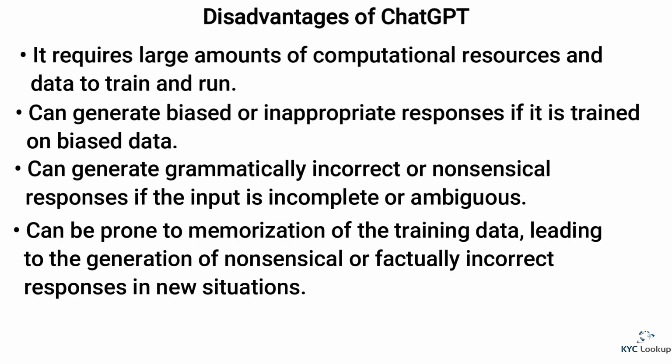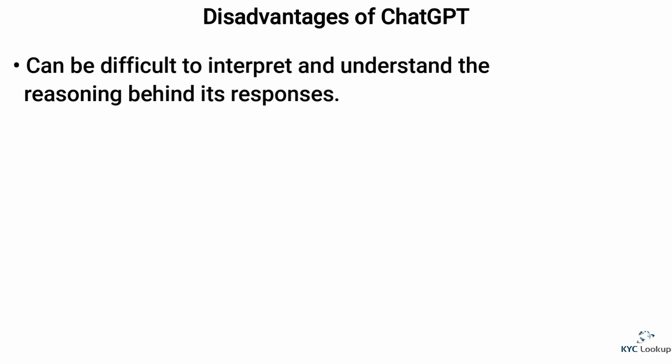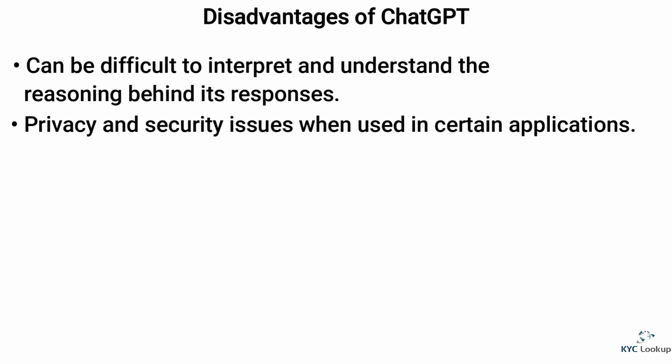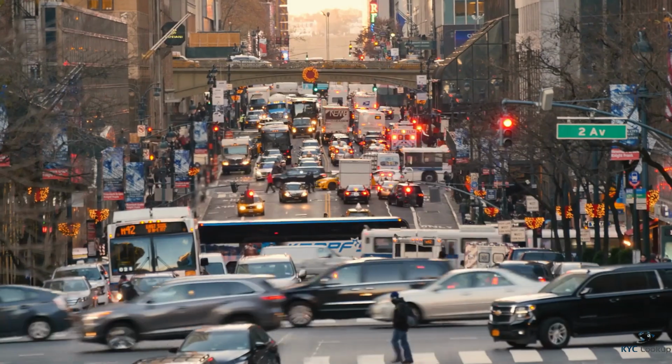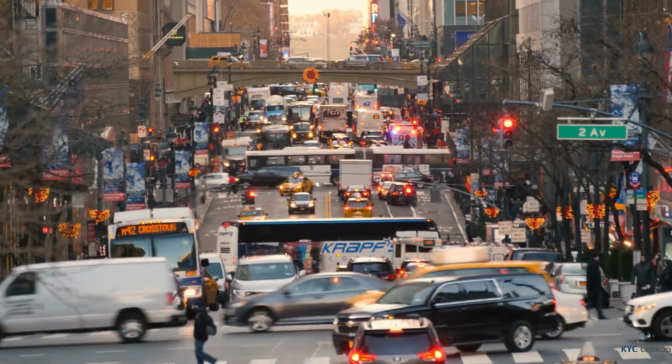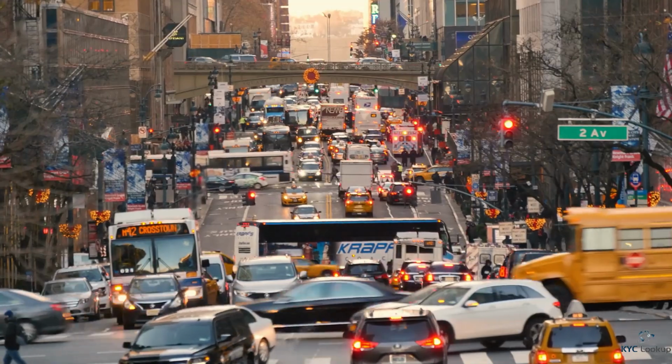Can be prone to memorization of the training data, leading to the generation of nonsensical or factually incorrect responses in new situations. Can be difficult to interpret and understand the reasoning behind its responses. Privacy and security issues when used in certain applications. It's a black box model, so it's hard to understand the inner workings of the model and how it generates its responses.